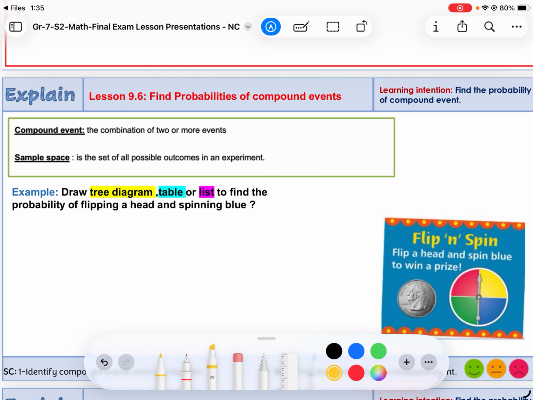Okay, so now we are done with 9.1. Moving on to our third lesson, which is about 9.6, how to find the probabilities of compound events. First of all, we need to know what's a compound event. A compound event, it's basically 2 events or more happening at the same time.